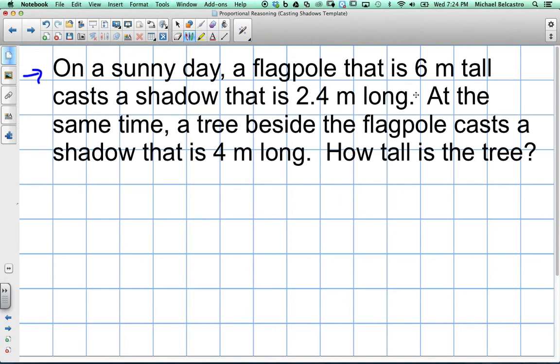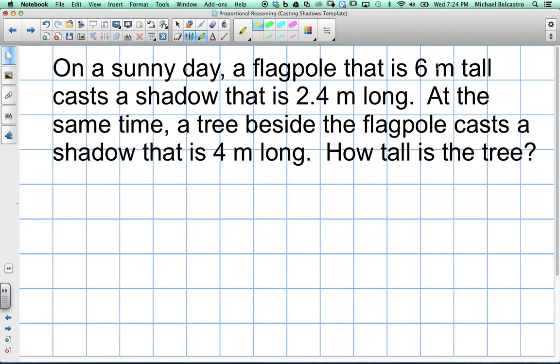On a sunny day, a flagpole that is 6 meters tall casts a shadow that is 2.4 meters long. At the same time, a tree beside the flagpole casts a shadow that is 4 meters long. How tall is the tree? Okay, this one's relatively straightforward. Let's highlight what we think is important.